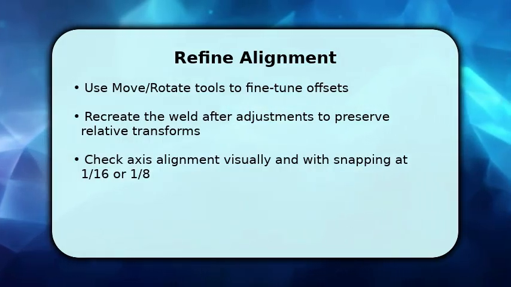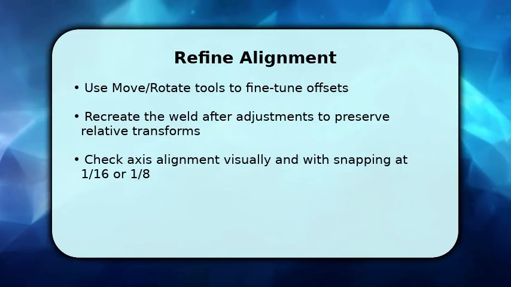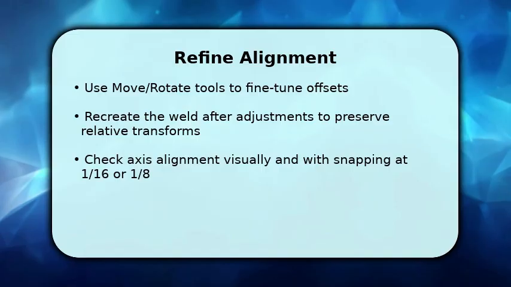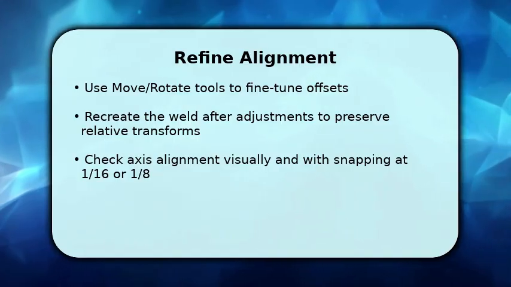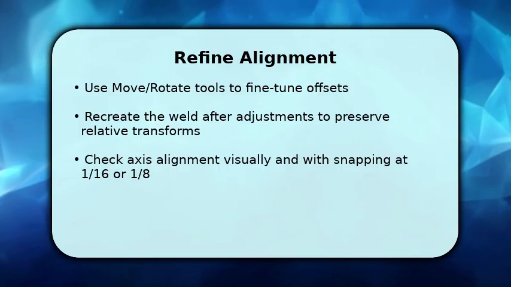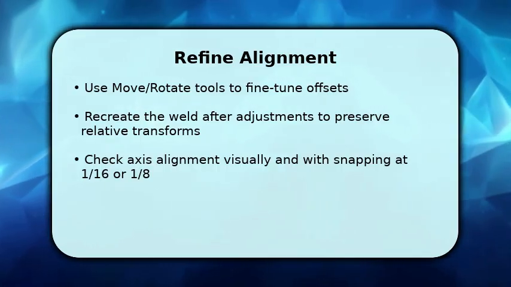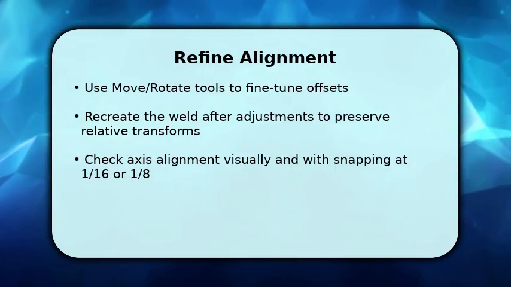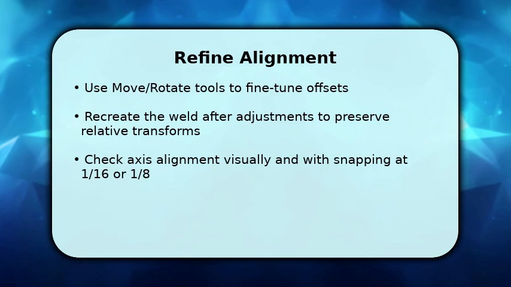Make small adjustments with grid snapping, set to 1/16 or 1/8 for precision, and rotate in small increments. This step matters because welds are precise constraints. Misalignment here causes downstream motion or visible seams, so take your time and verify from multiple camera angles.